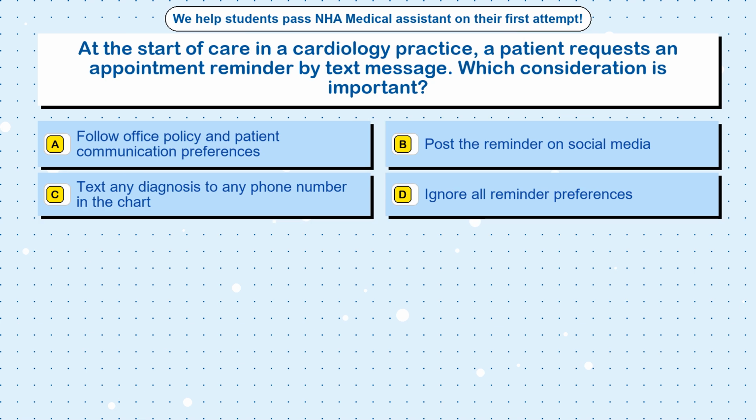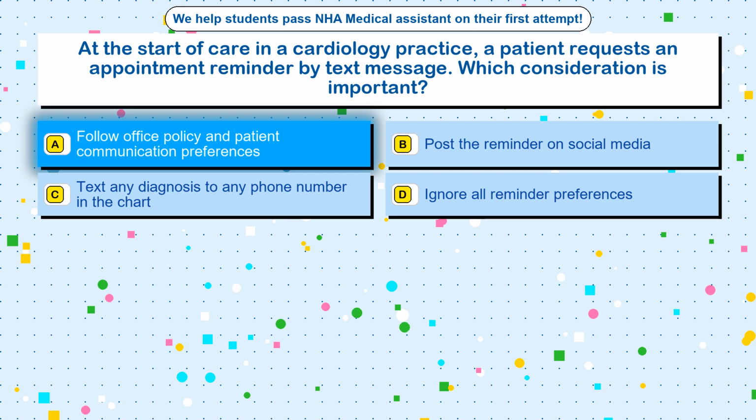Question 78. At the start of care in a cardiology practice, a patient requests an appointment reminder by text message. Which consideration is important? Option A, follow office policy and patient communication preferences. Option B, post the reminder on social media. Option C, text any diagnosis to any phone number in the chart. Option D, ignore all reminder preferences.